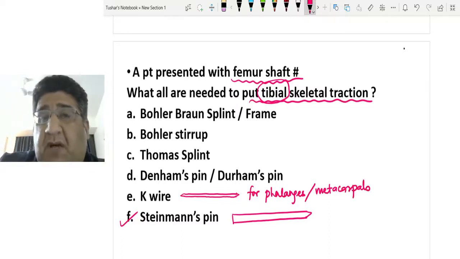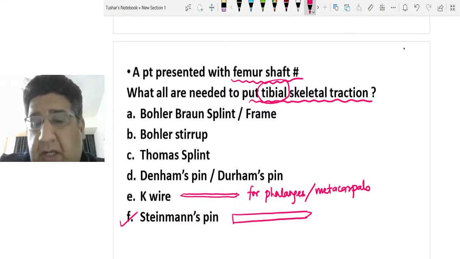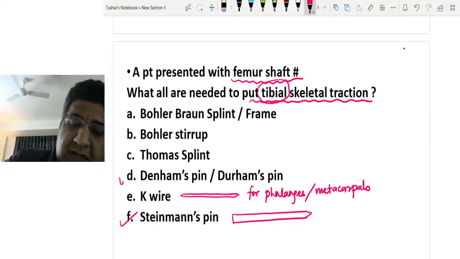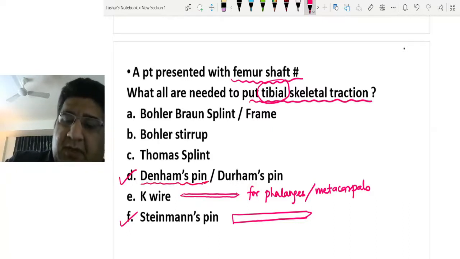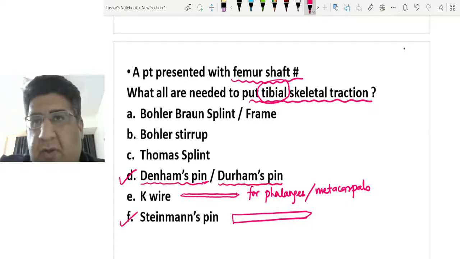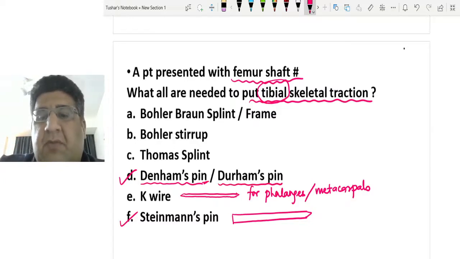One option was Dunham pin. Now many students messaged me, it was not Dunham's pin, it was Durham's pin. Actually, the correct terminology here is Dunham's pin. There are some oldies, some senior professors who have a habit of not calling it Dunham, they call it Durham. Okay, fine, if they mentioned Durham, that's okay. By Durham they meant nothing but Dunham.